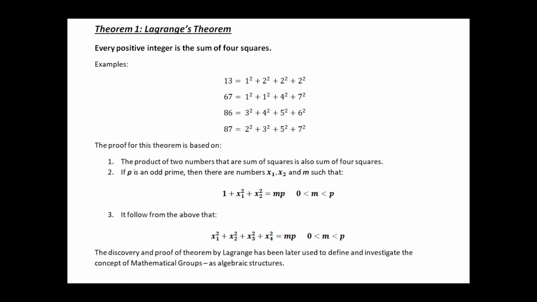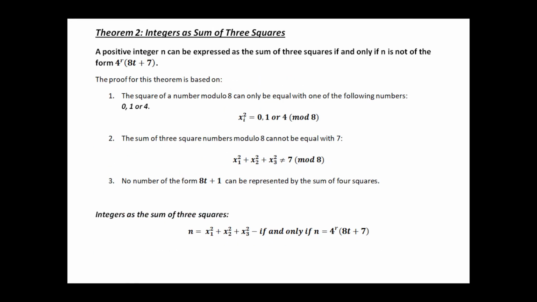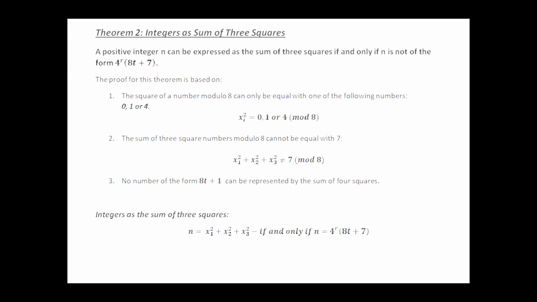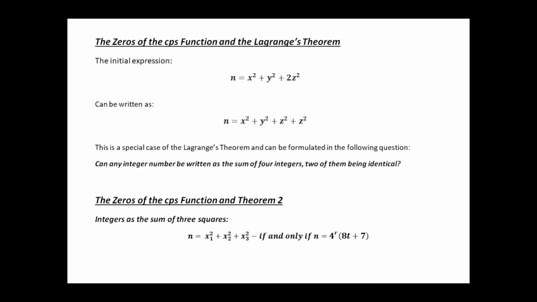Every positive integer is the sum of 4 squares. Later, it was also proved that a positive integer can be expressed as the sum of three squares, if and only if it is not of the form 4^r multiplied by (8t plus 7). Armed with these two theorems, we are able to proceed with solving our problem. It is easy to observe that our expression can be written as the sum of four squares, two of them being identical. n equals x² plus y² plus z² plus z².